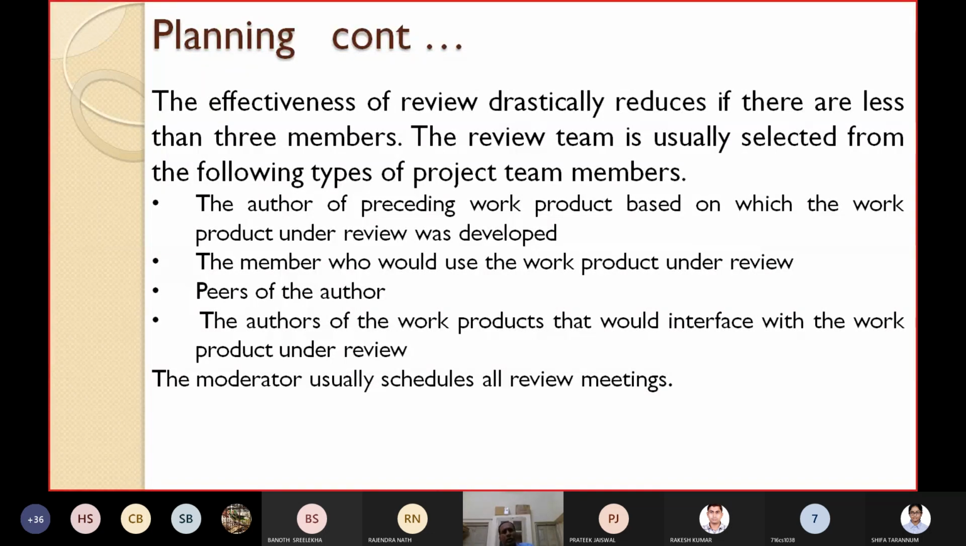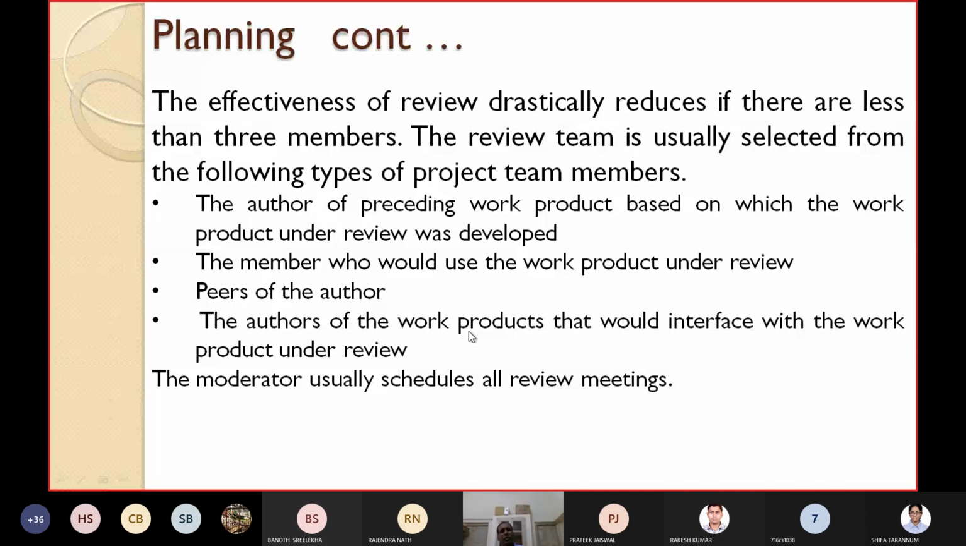First, the author should be included in this meeting. The author of the preceding work product, based on which the work product under review was developed, should be included. Then the member who would use the work product under review will also be a member. The peers of the author may also be taken in the team. Also the authors of the work products that would interface with the work product under review. One code may be interfaced with some other codes, so the authors of those other codes will also be members here.